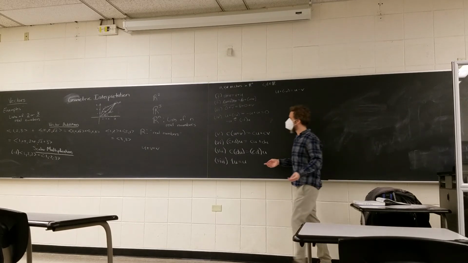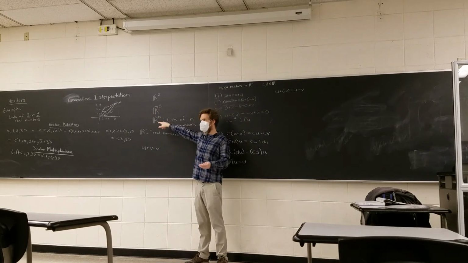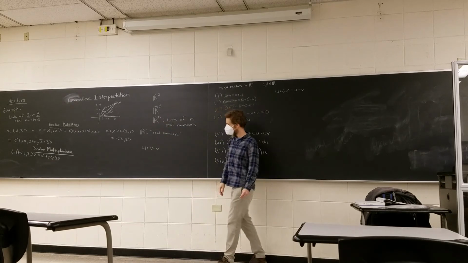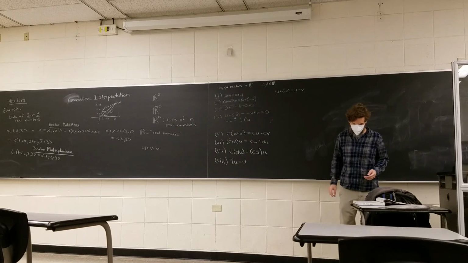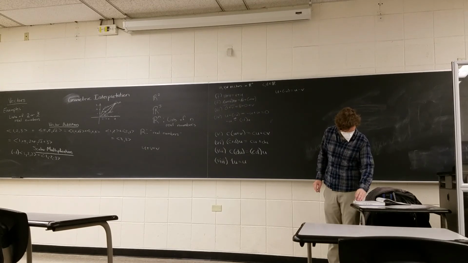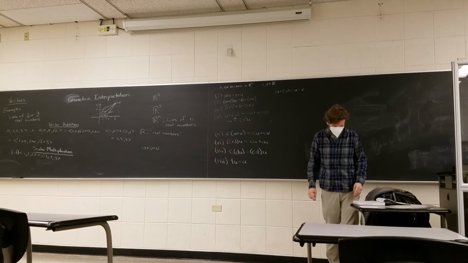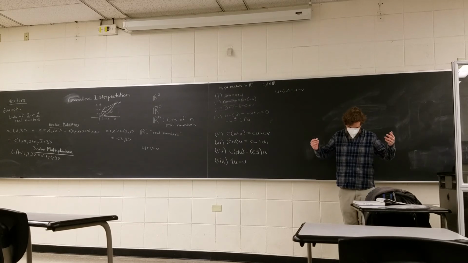So we start off with simple examples like R2, R3, and slightly more complicated Rn. We start off with these simpler ones because they're simpler. It's nice to work with something simple at first. But we're going to very slowly work our way up.